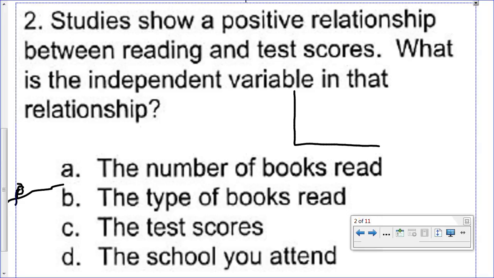In this case, the reading is independent. You can decide to read books or not to. So that's something that could happen or could not happen. But once it does, once you read enough books, your test scores are going to change. If you don't read books, your test scores are probably going to remain roughly the same. So the test scores sort of depend on you reading, but you can choose to read or not to read, and that makes you sort of independent.